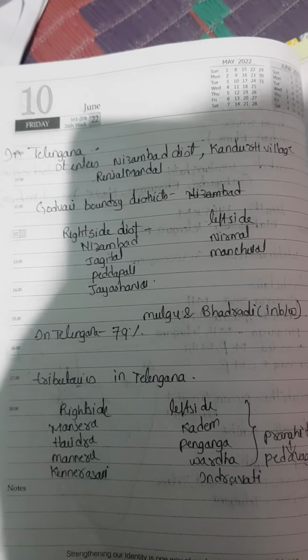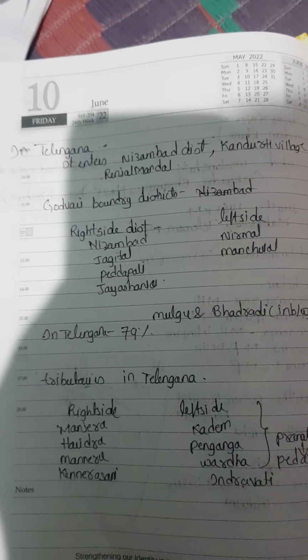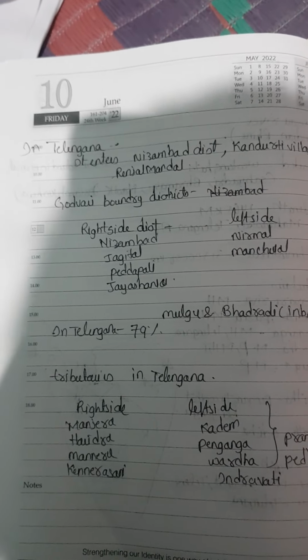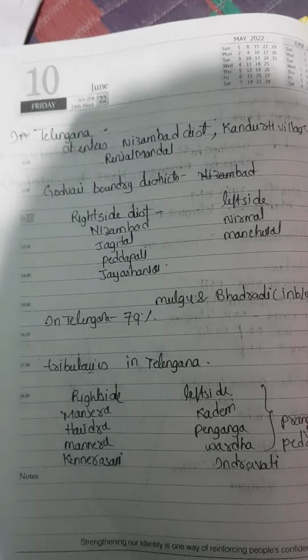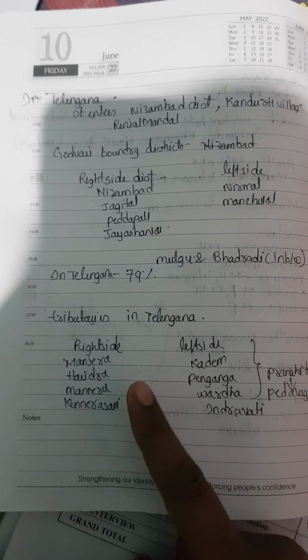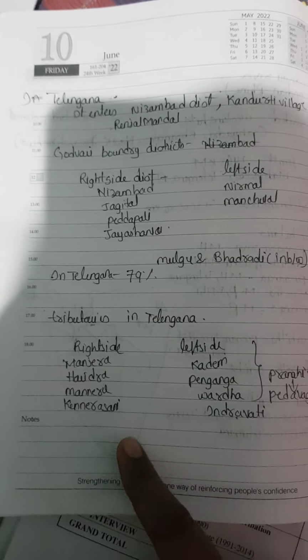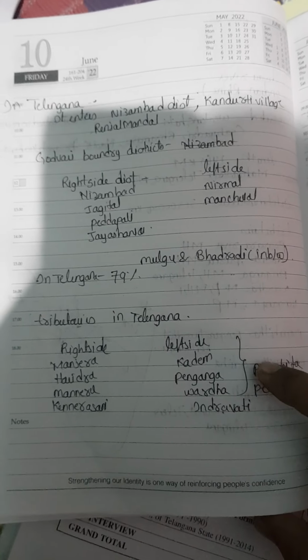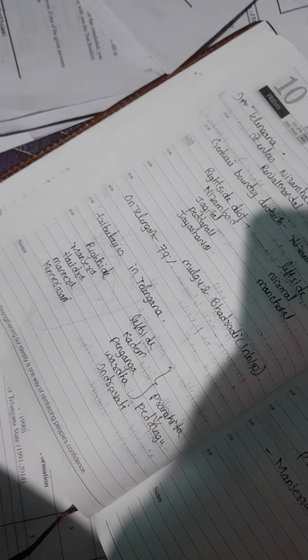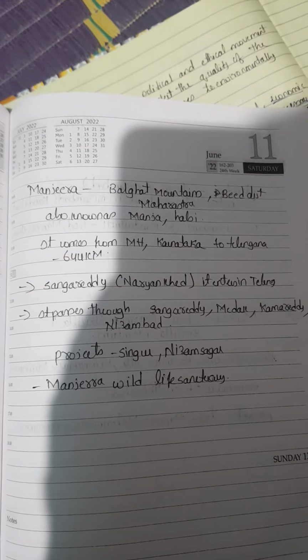We have many tributaries of the Godavari, but specifically in Telangana, what are they? Right side tributaries and left side tributaries. Right side are Manjira, Haridra, Maneru, Kinnerasani, and left side Kadam, Penganga, Wardha, Indravati. Pranahita and Peddavagu are also there. Those are the tributaries in Telangana. When we discuss each river, we'll know about these tributaries.